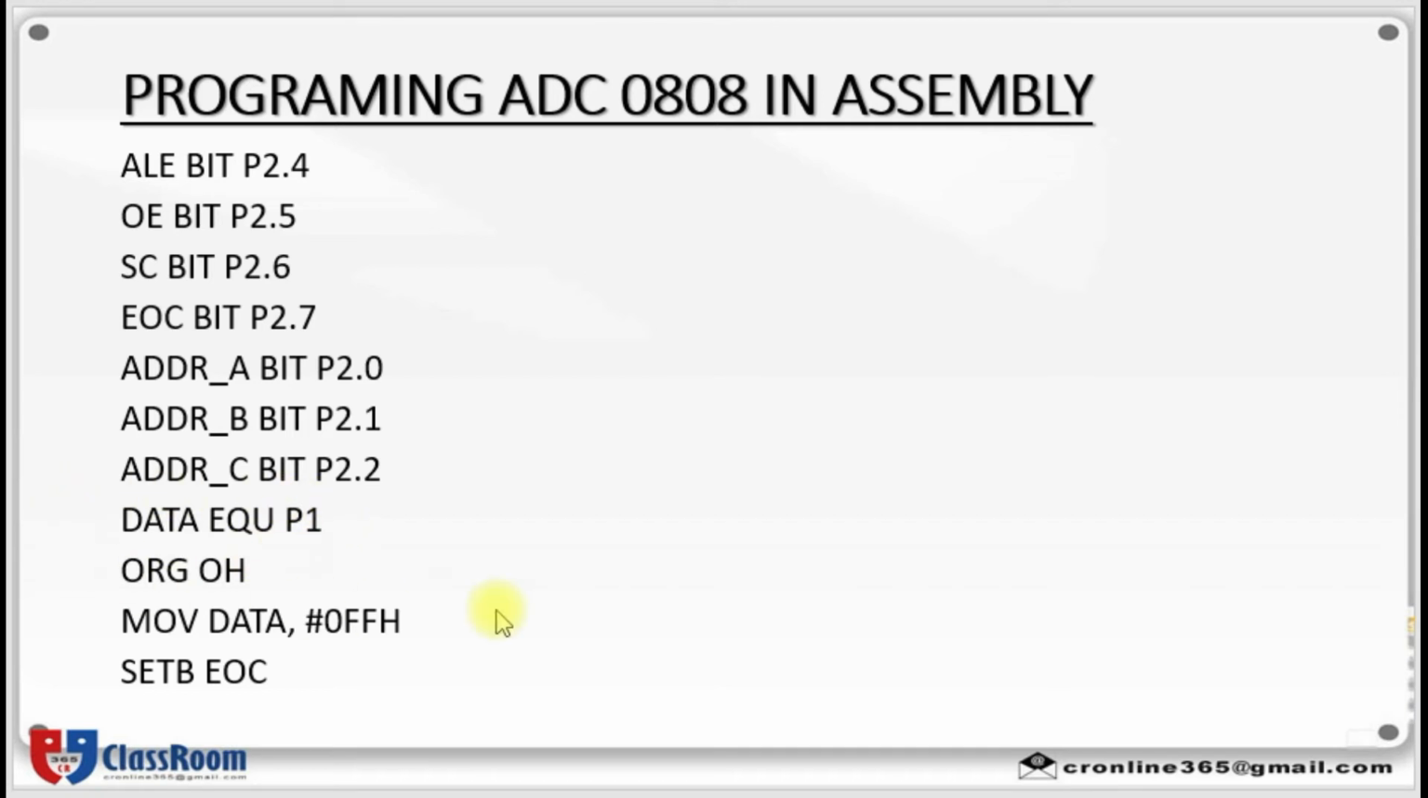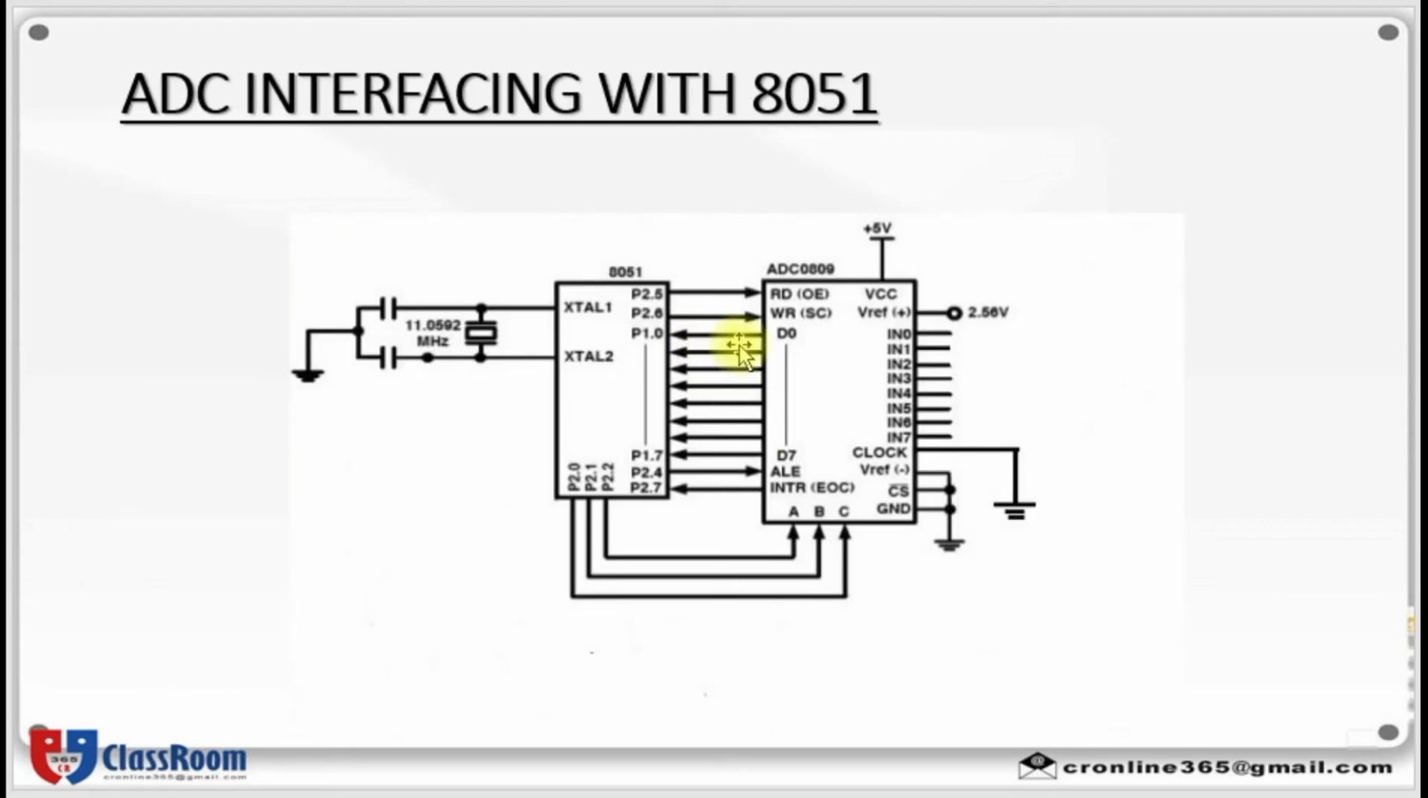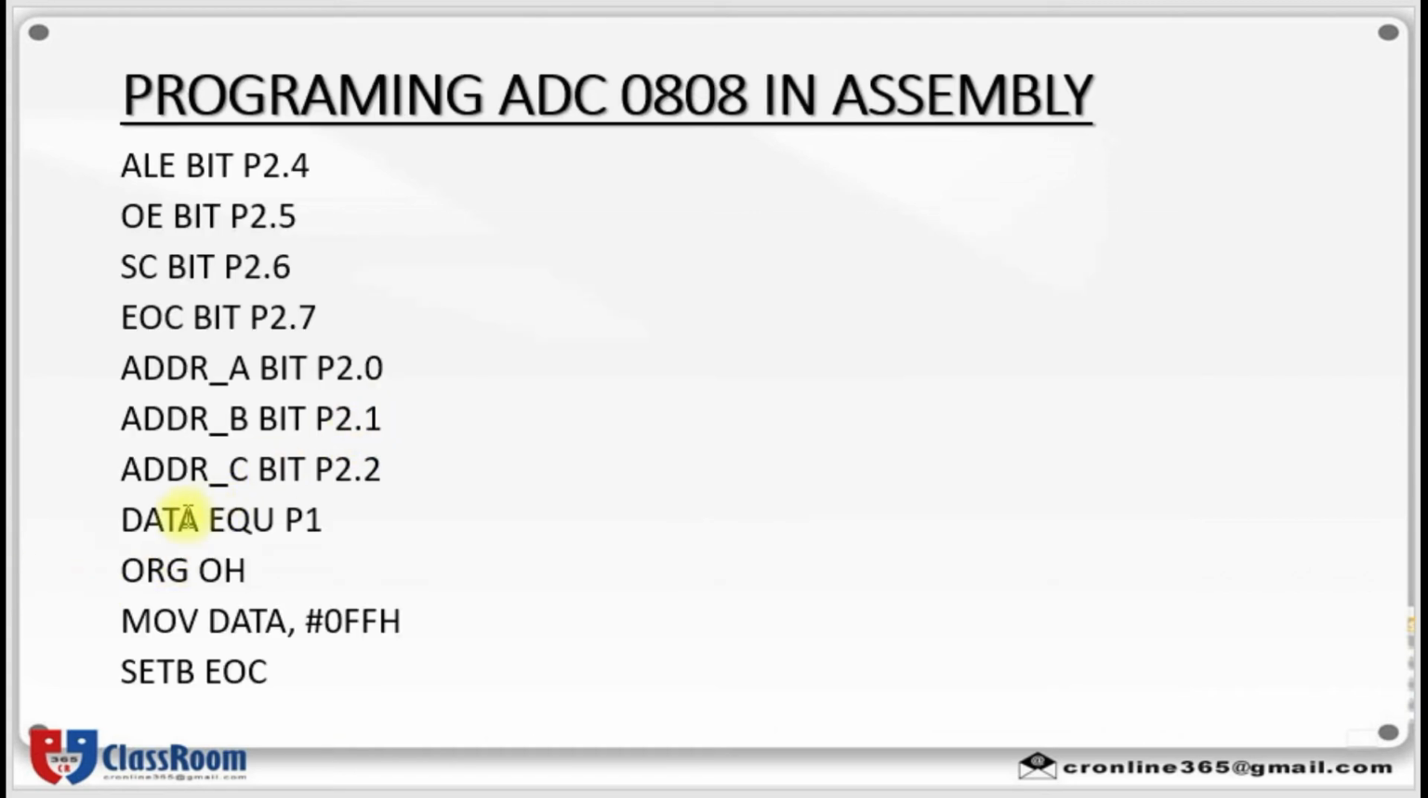That means it acts as a constant value. So we have provided data EQU into P1. Since we have connected these digital output pins to port 1.0 to port 1.7, I have initialized it as data EQU. EQU means it is a constant to port 1. Then I have started writing my program. After initializing all these pins, I have started writing my program.